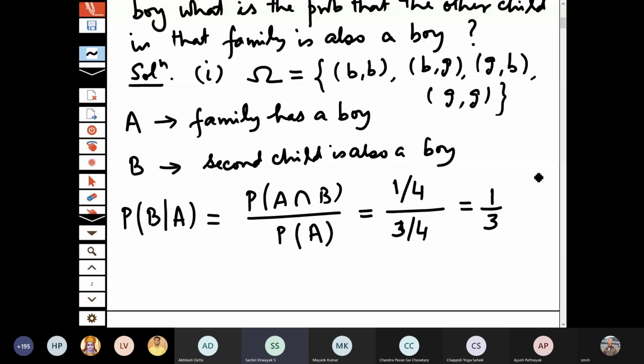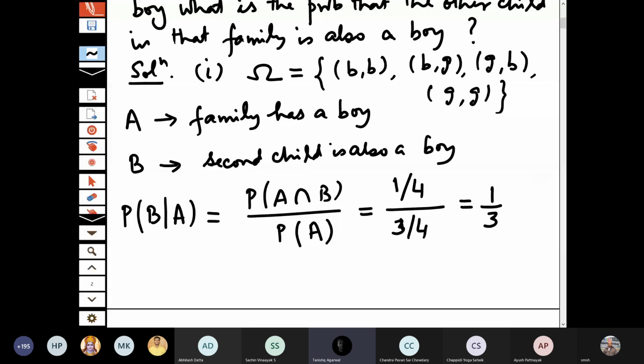Excuse me, sir. Yes. Sir, the event A, that the family has a boy. Does this mean that there is exactly one boy in the family?